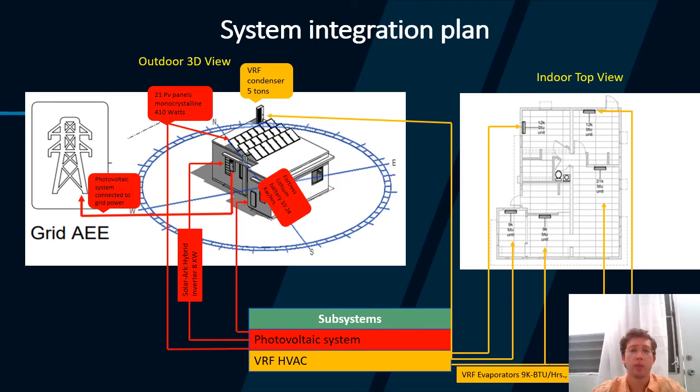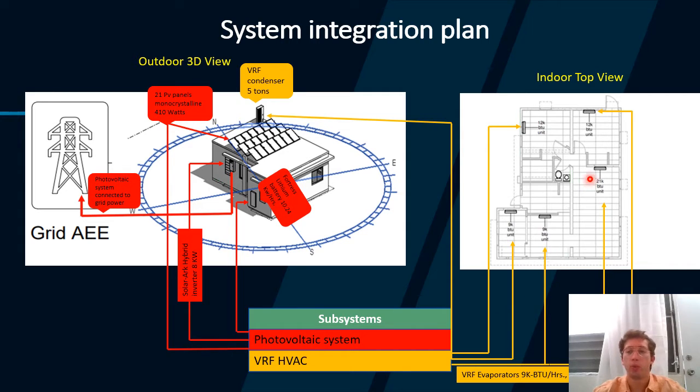For the system integration plan, we have the 3D view of the house. The red flag is the photovoltaic system, and for yellow we have the HVAC VRF system. Here we can see the condensing unit, the solar panels, the inverter, the connection between the grid with the Puerto Rico energy system, and the battery from the photovoltaic system.